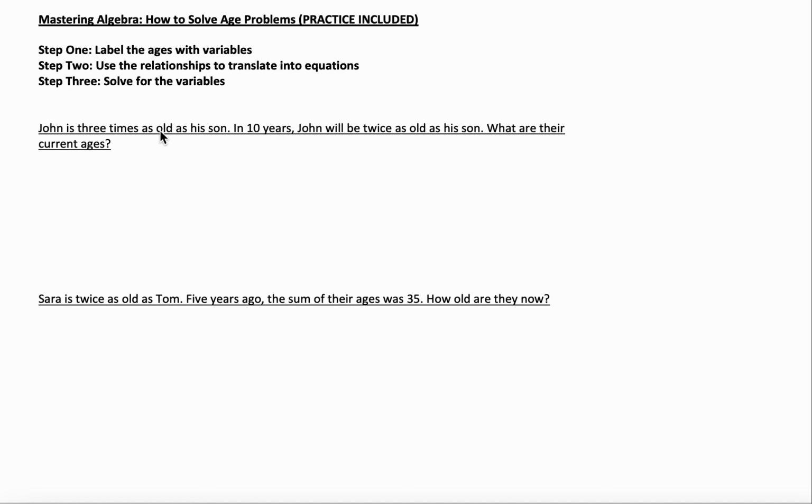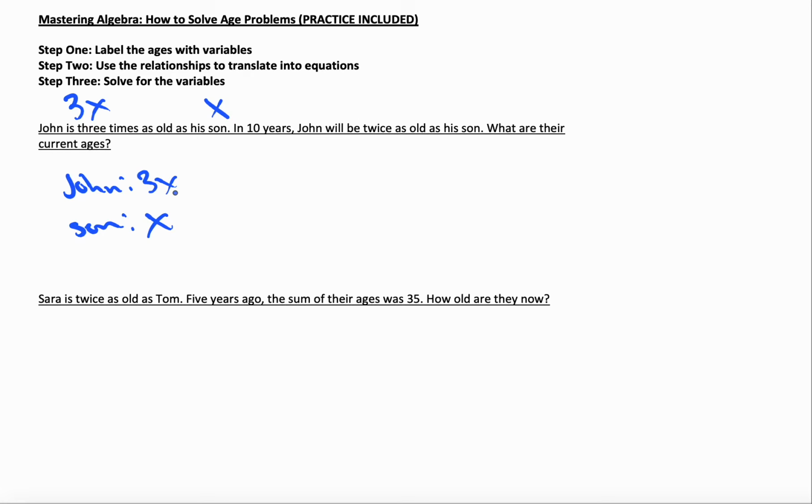John is 3 times as old as his son. In 10 years, John will be twice as old as his son. What are their current ages? Well, we're going to think about his son or John in terms of being age x. What I'm going to do is let the son's age be x. And from that, we know that John's age is 3x, okay? So John is 3x, son is x.